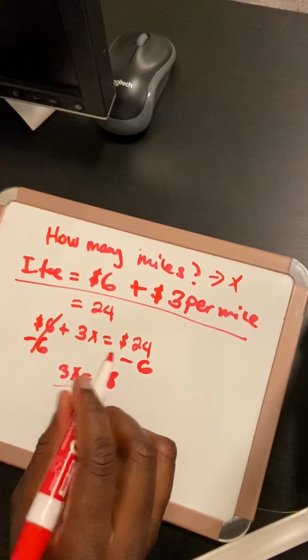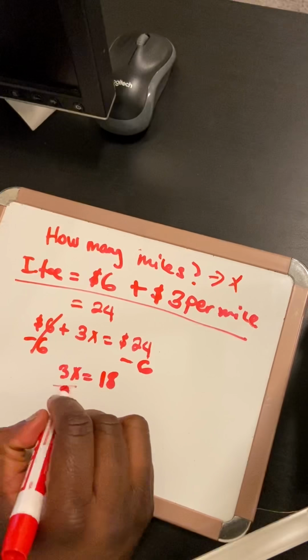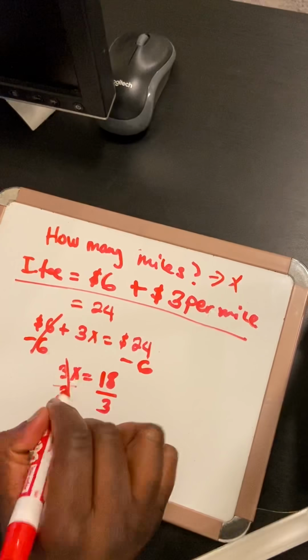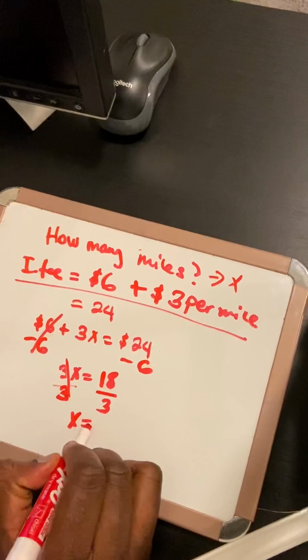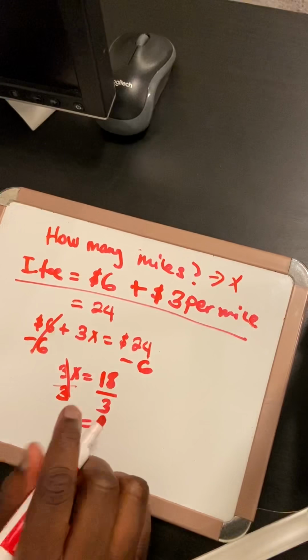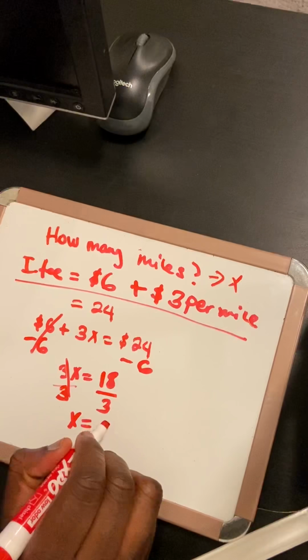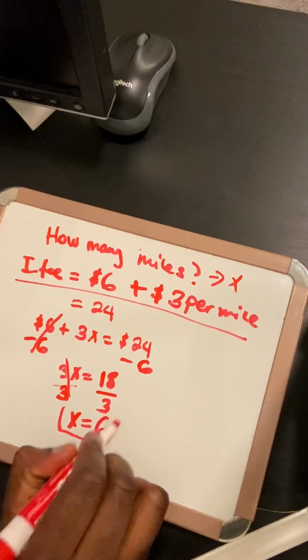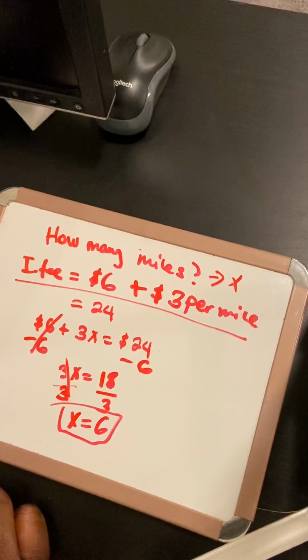Divide by 3 on both sides. This cancels. x equals what? I'm pretty sure a lot of people already know the answer here. This is going to be 6. 18 divided by 3 is 6, because 6 times 3 is 18. 6, 12, 18. All right, great.